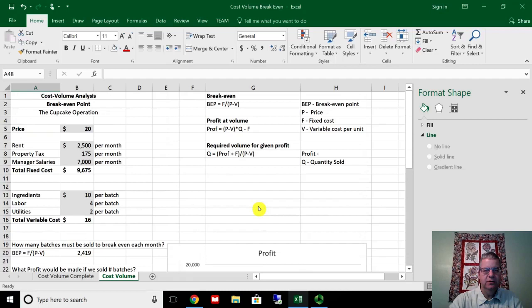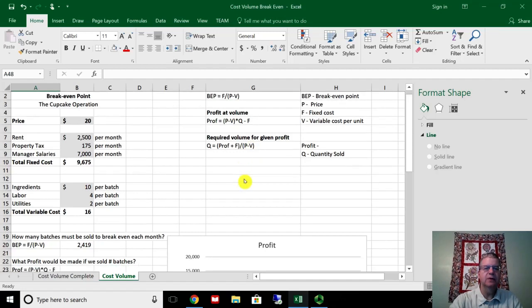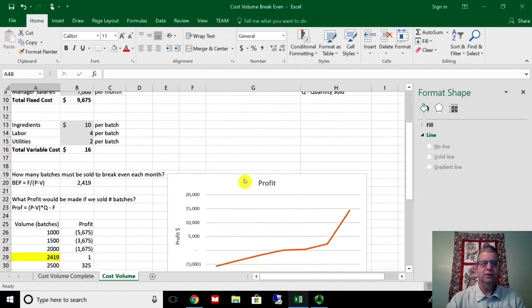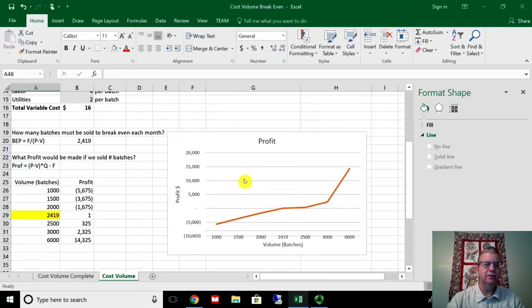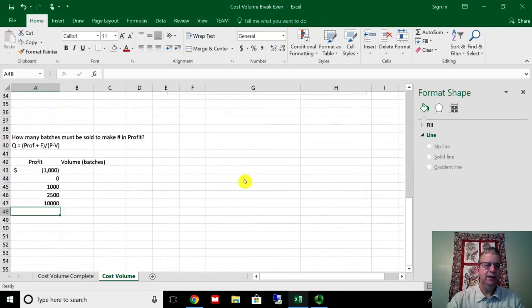Again, I went to the book, went to Investopedia, and it said, okay, the quantity required for a given profit is the profit plus the fixed cost divided by the price minus the variable cost. So we just got to get that formula put into Excel. So again, profit plus fixed divided by price minus variable. And again, we got to think about which ones are relative and which ones are absolute.